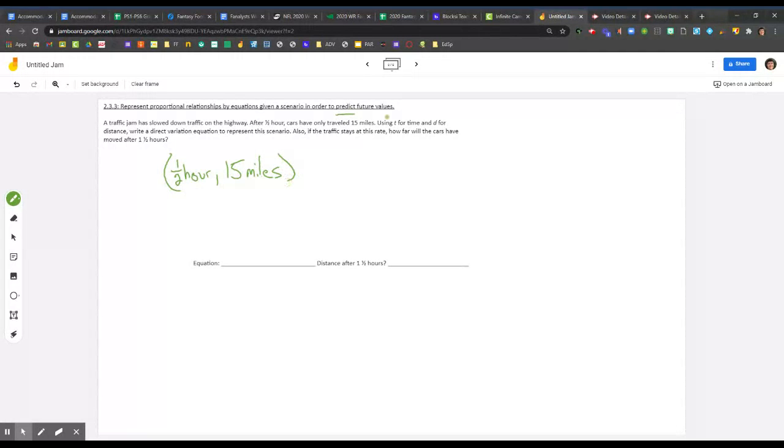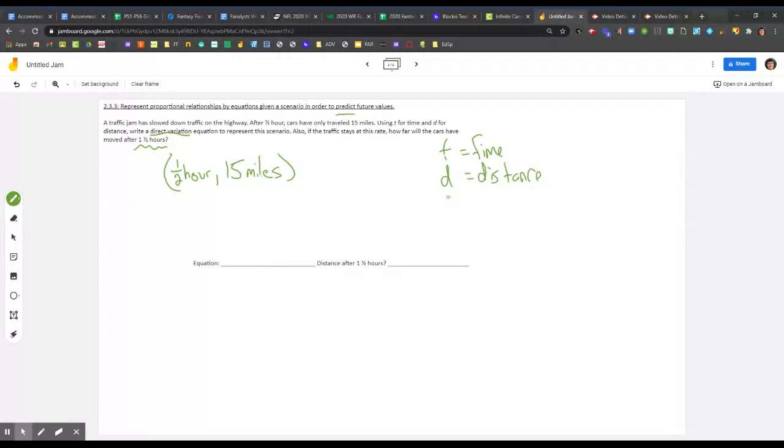That's the relationship. Using t for time, so t equals time, and d for distance, write a direct variation equation to represent this scenario. Also, if the traffic stays at the same rate, how far will the cars have traveled after 1.5 hours?